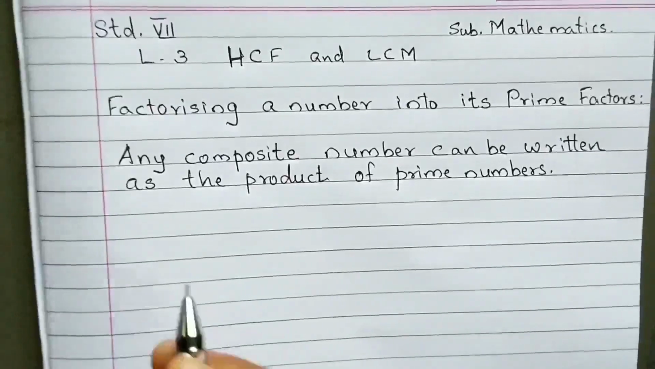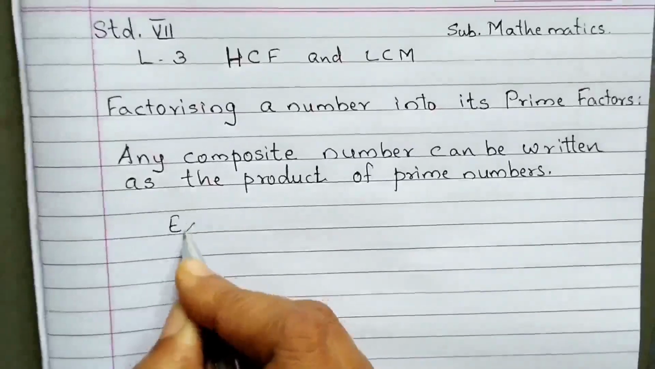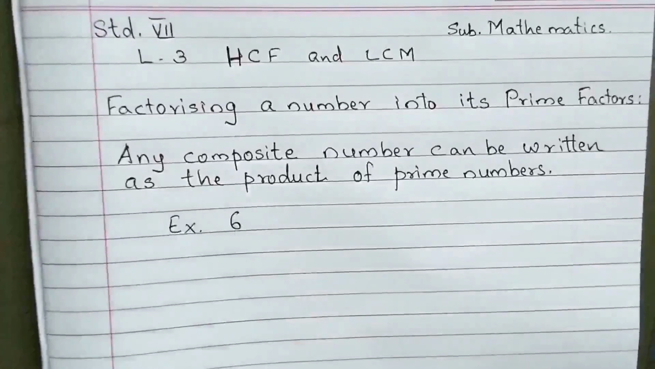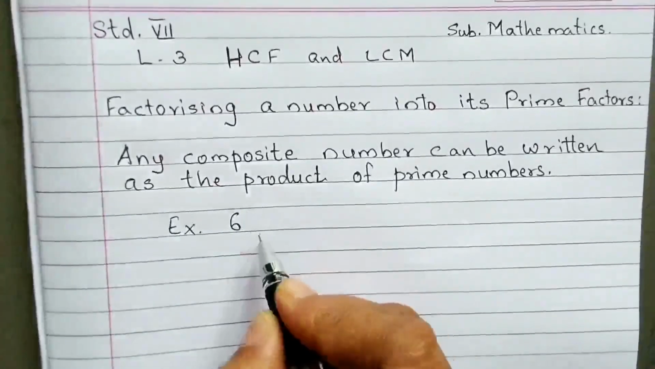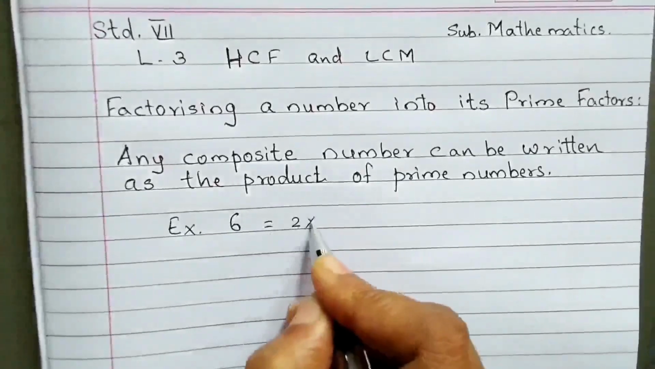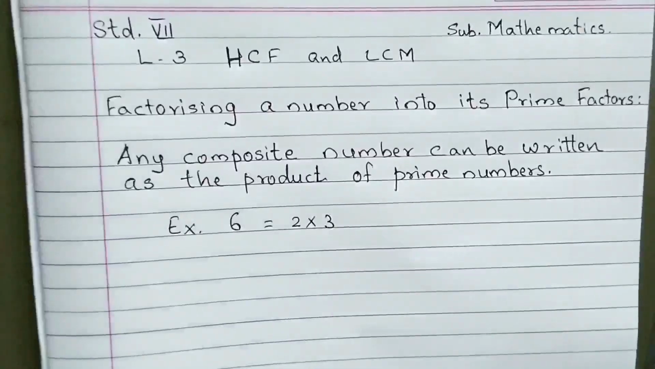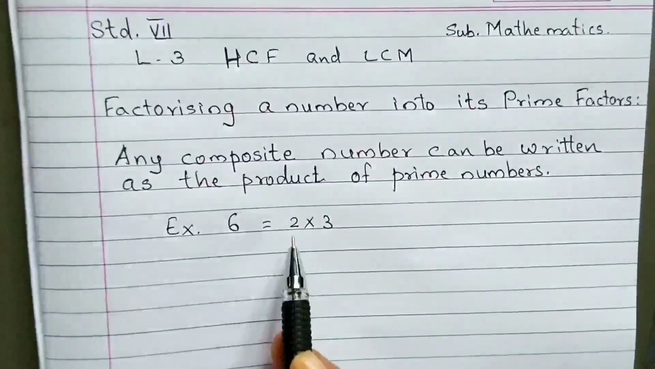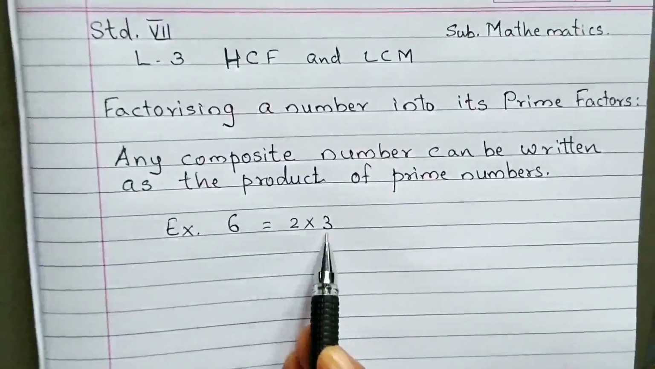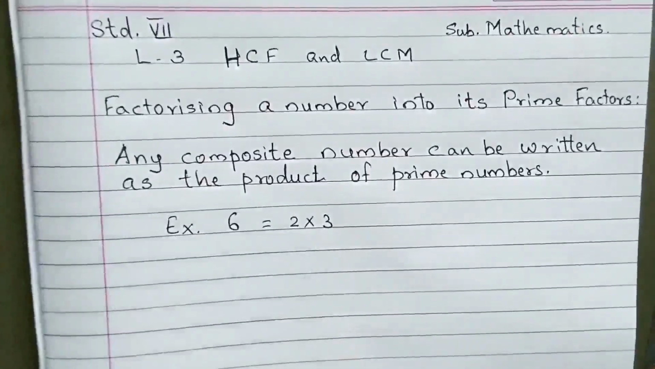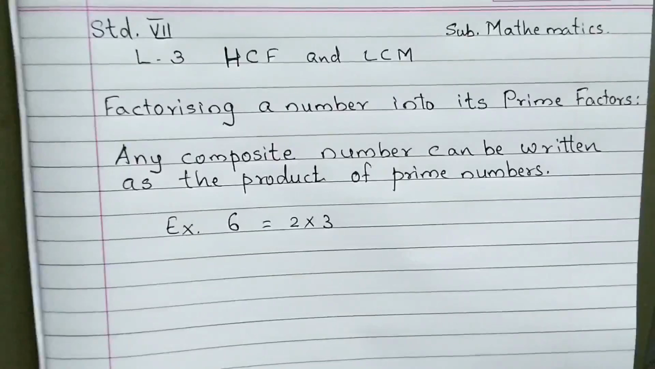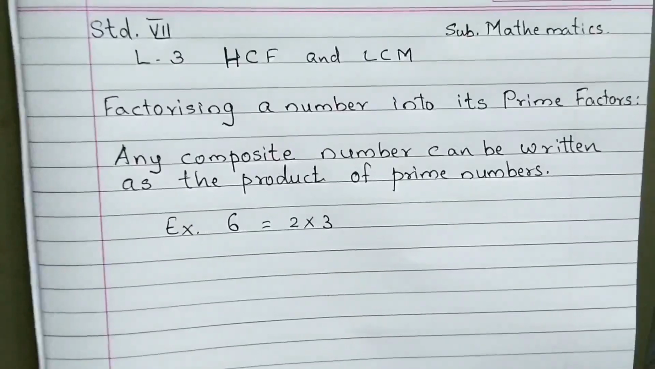Let's take an example. Take the example, say number 6. Now 6 is a composite number. We can write 6 as 2 into 3. We learned how to write a number as product of factors. Here 2 and 3 are prime numbers. In other words, 2 and 3 are the prime factors of number 6.